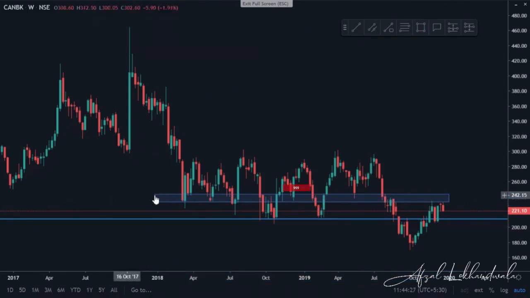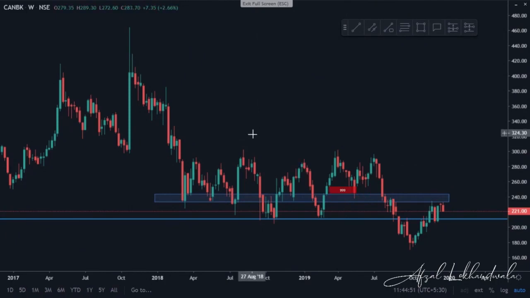So now this rectangle is clearly depicting this area where the sellers are losing control and there is a huge demand coming in from the buyers. The price is hitting this area, reversing, hitting, reversing, hitting, reversing, and the same way 2 more times. So this is a pretty strong area of support.